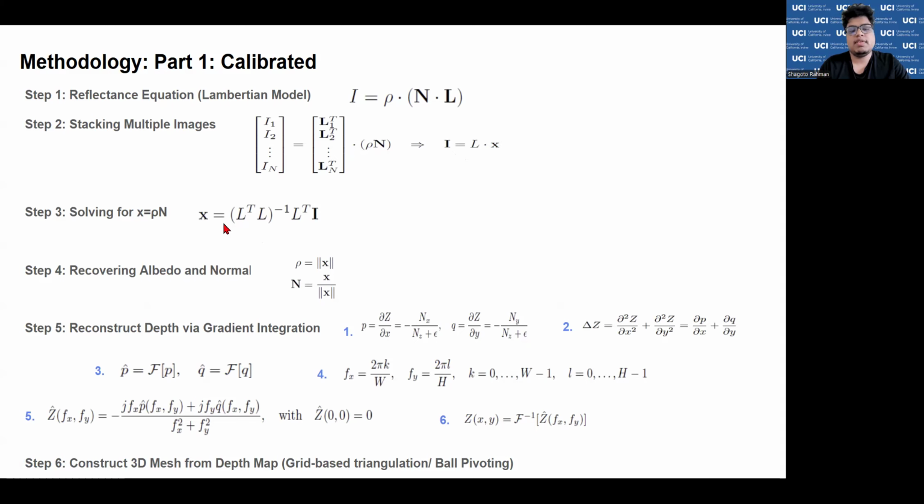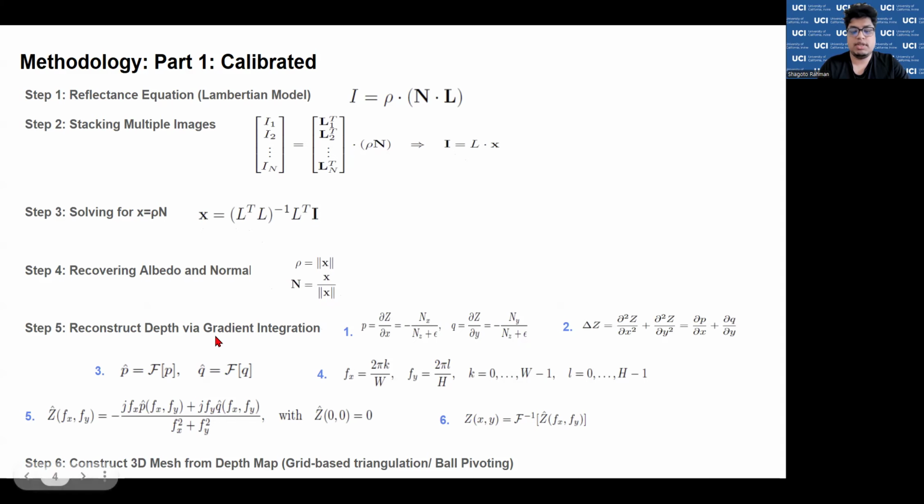We can solve this x using the least squares method, because if the number of lights is greater than or equal to 3, then the system becomes overdetermined. So we solve for x using this equation. Then we have the albedo as the magnitude of x, and the direction of the normal is basically the direction of x. So now we have the normal. Now we have to get the depth.